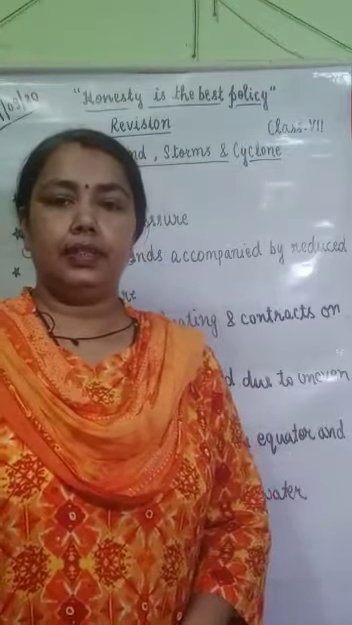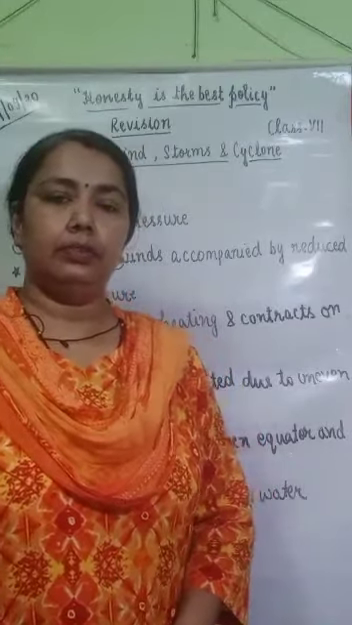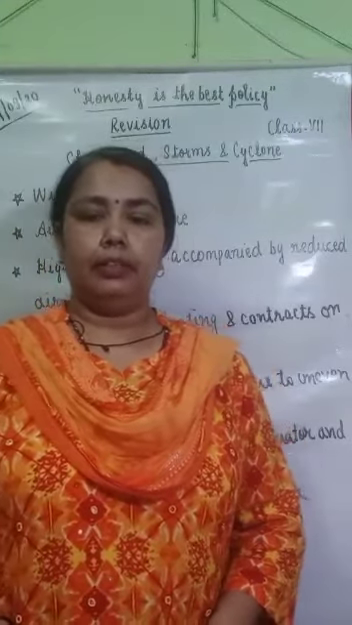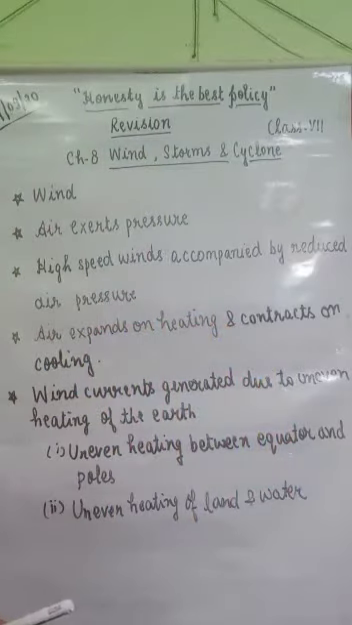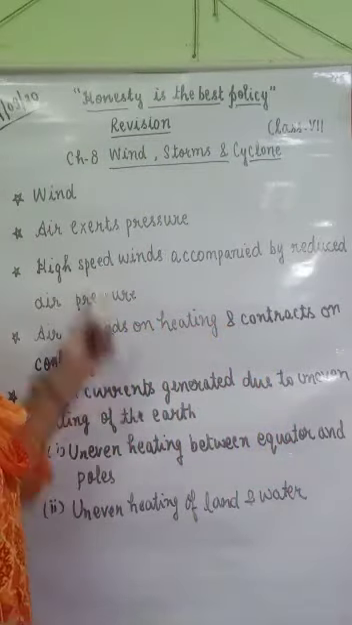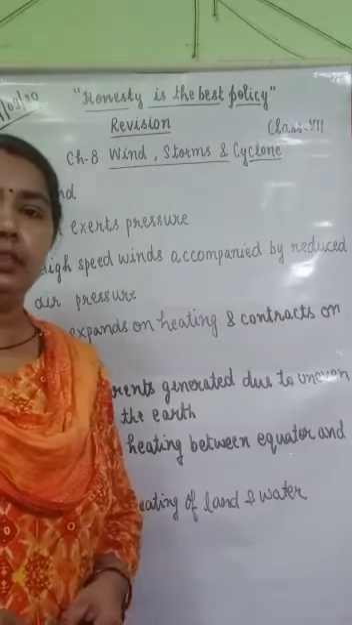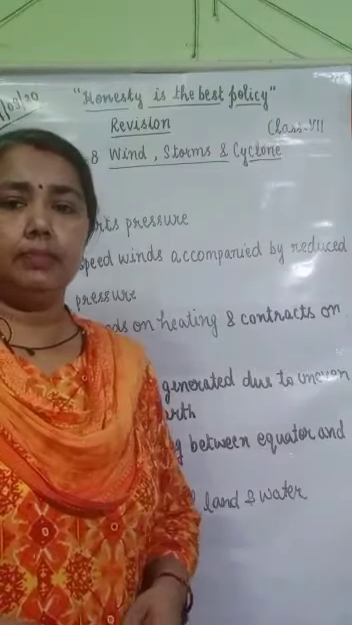Today is your physics test and the chapter is wind, storms and cyclones. So let's revise all topics of this chapter one by one. First is wind. What is wind? Moving air is called wind and very fast moving air is storms, and storms cause many damages.